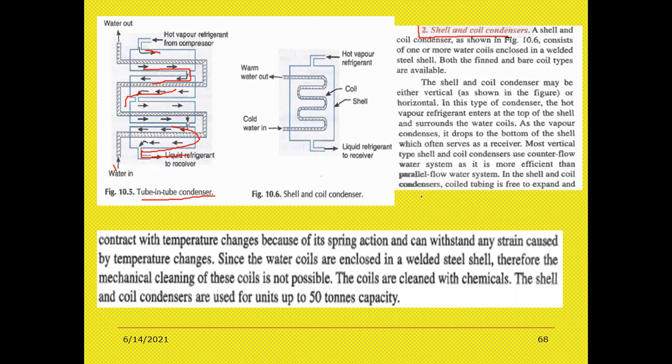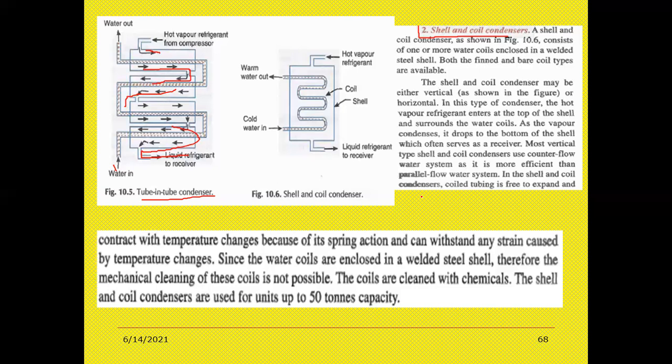So in the shell and coil condenser type, the shell and coil condenser shown in figure 10.6 has one or more water coils enclosed in a welded steel shell. It is a steel cylindrical shell where the coil is suspended, having a finned shape. Both the fin type and bare coil types are available.